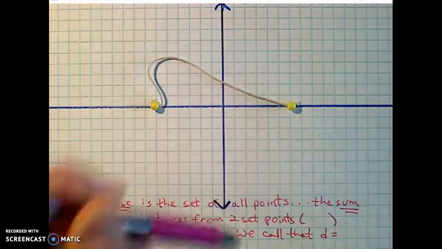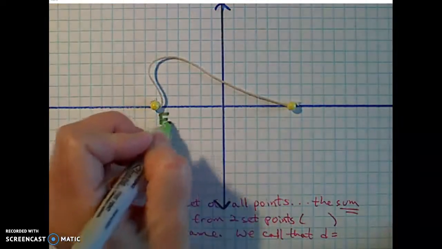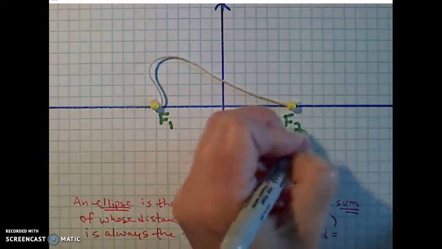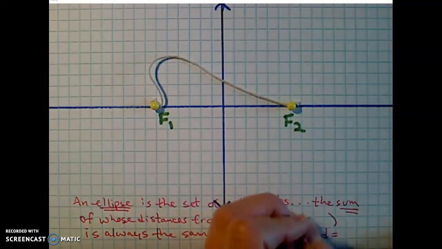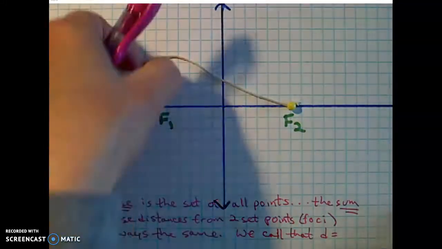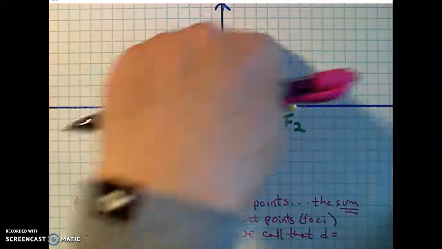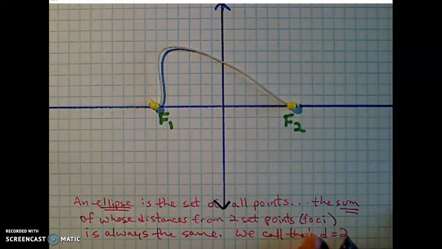These two nails we call the foci. We call this F1 and F2. One focus, two foci, we call them. So rather than a center of a circle, for an ellipse we have two of those focus points. We call the length of this string, the sum of those two distances, D, and we call it 2A.